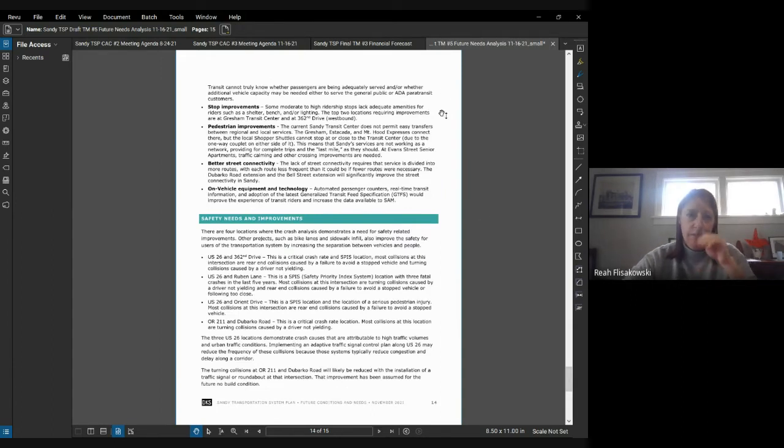And then more for the TSP, there were some pretty detailed projects and recommendations about stop improvements at certain locations, pedestrian improvements, which we had mentioned before, and then just better connectivity in some locations. And then back to equipment and technology. But the stop improvements, pedestrian improvements, and connectivity are really the ones where I want to make sure we're coordinated, because as we had mentioned before, those are just multimodal projects. They help everybody. So we want to make sure those get highlighted.